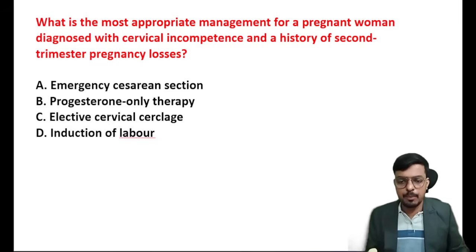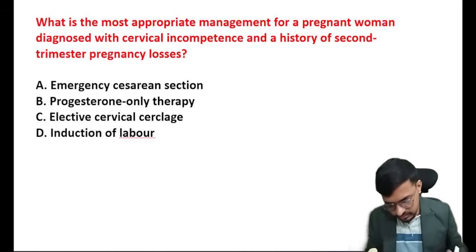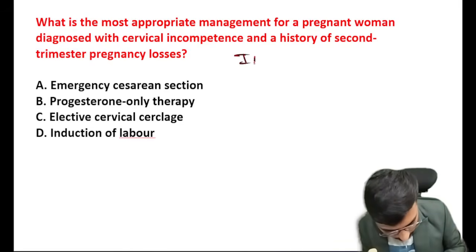What is the most appropriate management for a pregnant woman diagnosed with cervical incompetence and a history of second trimester pregnancy losses? Option A is emergency cesarean section, option B is progesterone only therapy, option C is elective cervical cerclage surgery, and option D is induction of labor. So what is the correct answer? This is your important question.